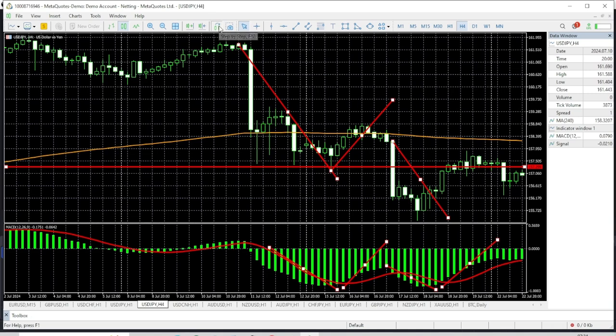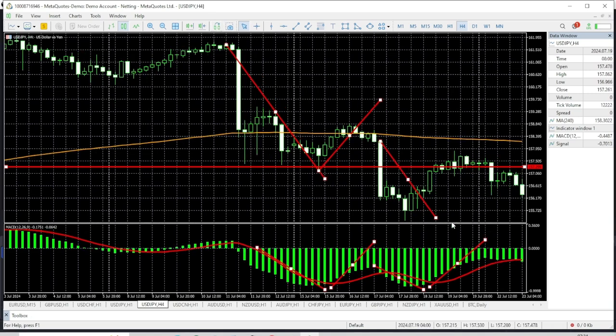So let us move forward step by step. Yes, I think we got that here. We got that here on this candlestick. So we're going to sell here.